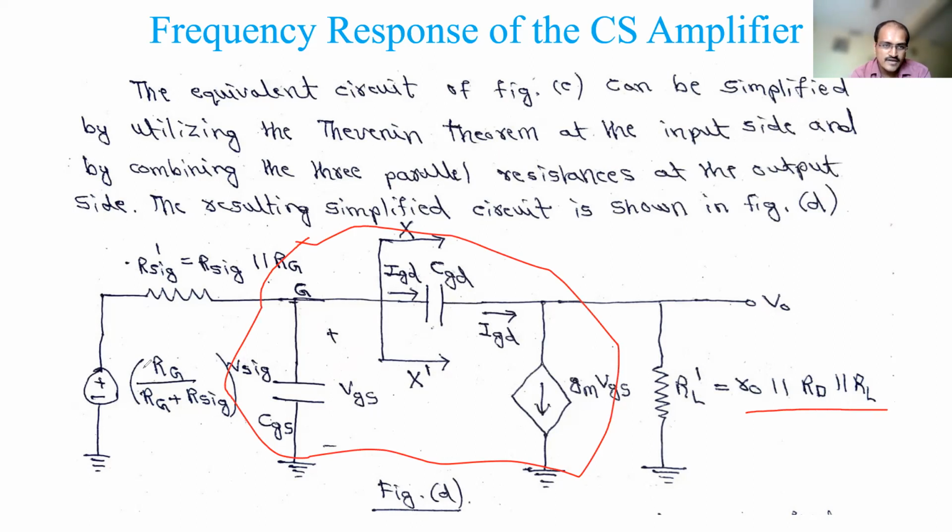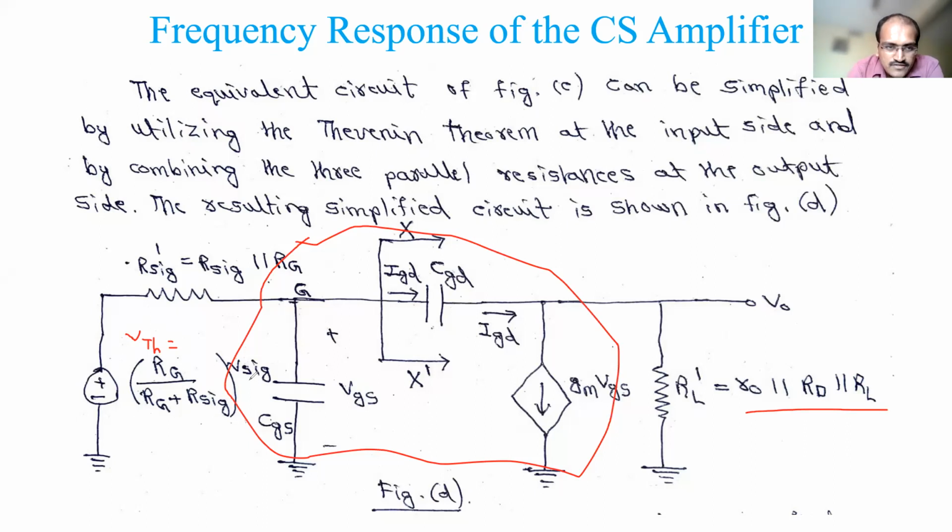At the input side I have applied Thevenin's theorem. You had 2 resistances and 1 voltage source, so by the voltage divider rule you got this. RG by RG plus R signal into V signal, that is your new value. This is the VTH value, Thevenin's voltage. I didn't name it VTH, I directly took its value, because again naming VTH would cause confusion. So this VTH value is RG by RG plus R signal into V signal. Recall the Thevenin theorem from network theory.